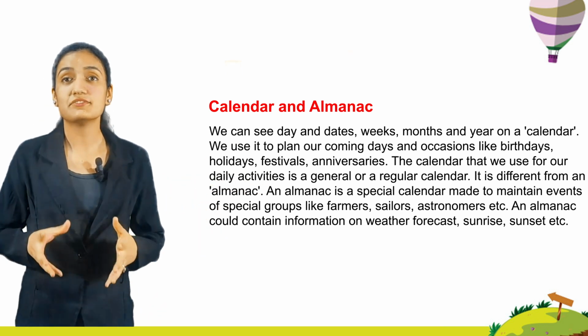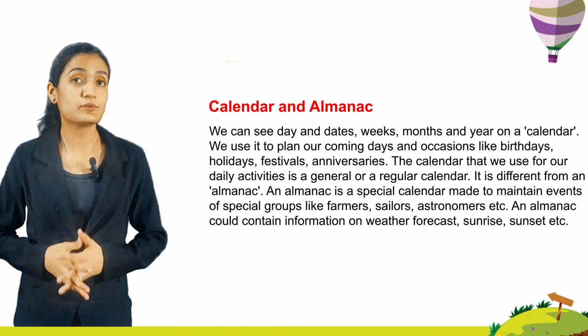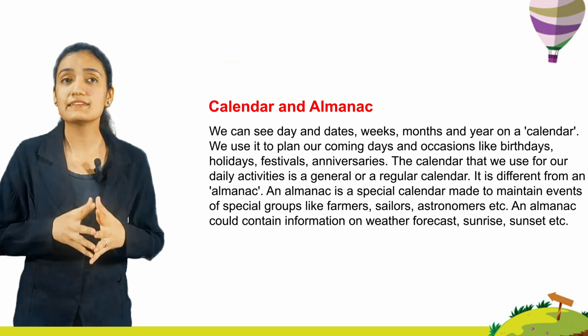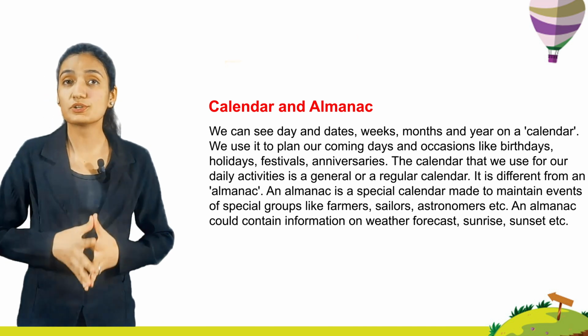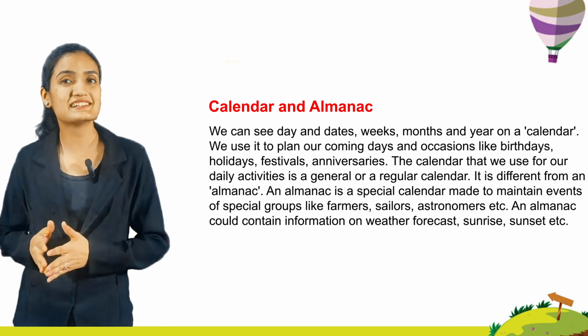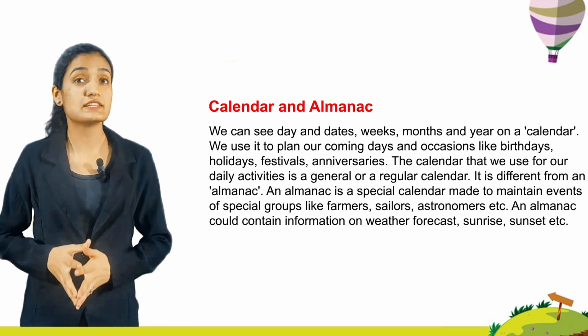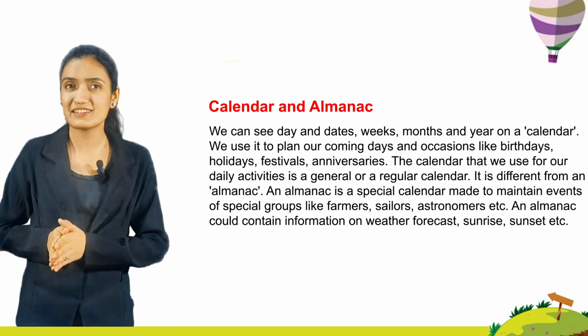The calendar that we use for our daily activities is a general or a regular calendar. It is different from an almanac. An almanac is a special calendar made to maintain events of special groups like farmers, sailors, astronomers, etc. An almanac could contain information on weather forecast, sunrise, sunset, etc.